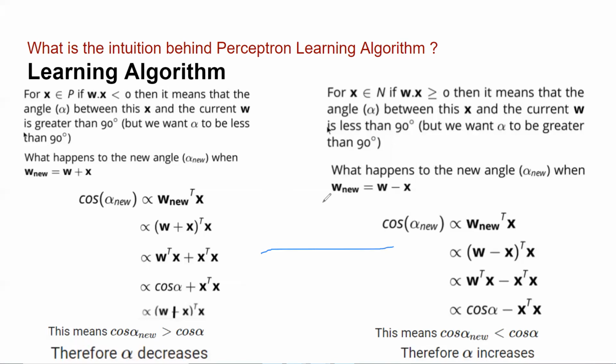So let's say this is my x-axis. So this is my acute angle, right? This is my acute angle. But right now, the model is saying, my algorithm is saying, that it is an obtuse angle. Now, I need to make certain adjustments such that the model's computation moves toward the acute angle side. In other words, the angle between my x and w should reduce.